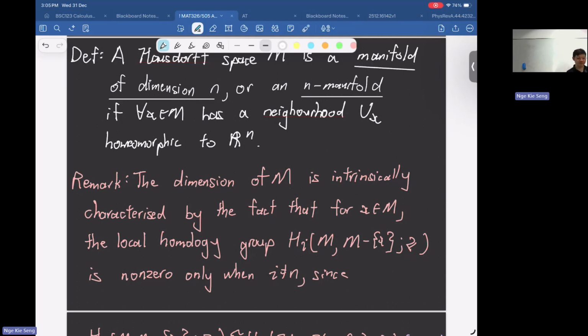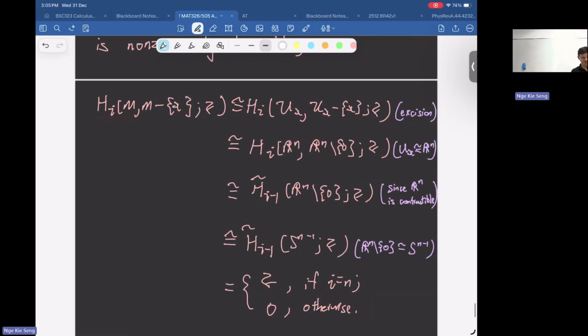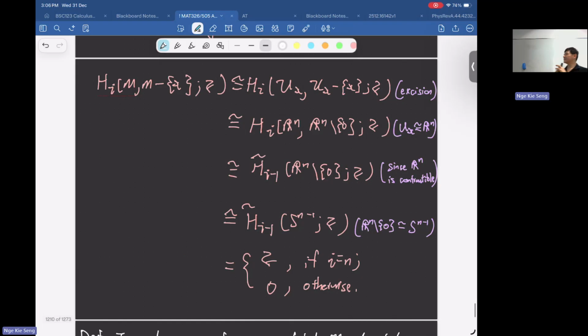So why is it true? If you look at this local homology group, if you still remember, it's the relative homology obtained by comparing to the complement of a point. You can try to reduce this using excision, meaning instead of looking at the whole M, you just look at a smaller open set around x.